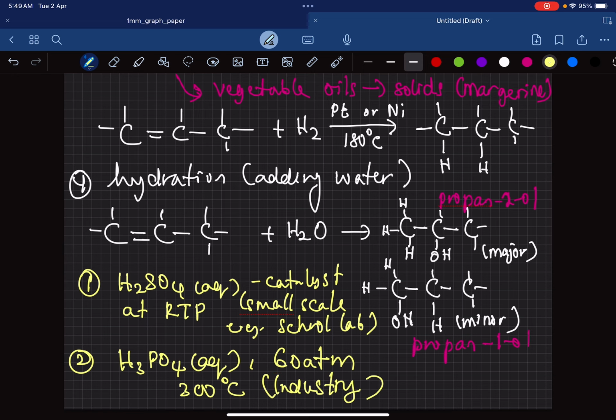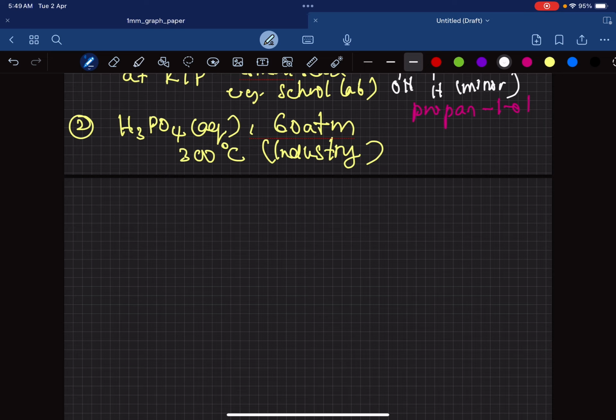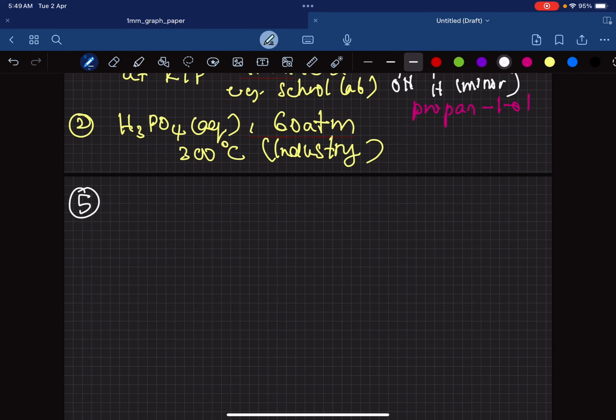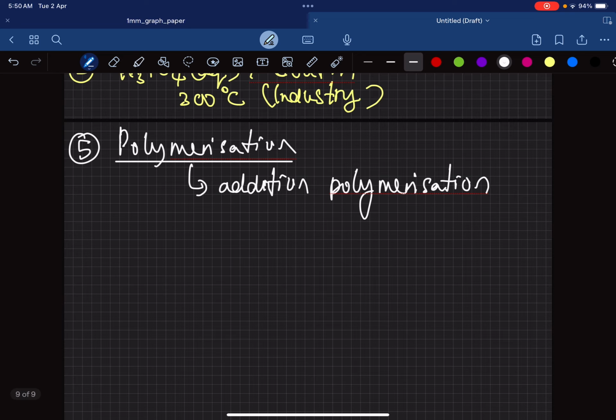Then I think one more reaction would be, what number are we at? Okay, we're at number 5 now. The other reaction would be polymerization. Polymerization is basically what is called addition polymerization. So you take, let's say, propene. Remember I drew propene for you like this? What we're going to do is rearrange this so that it looks like this.